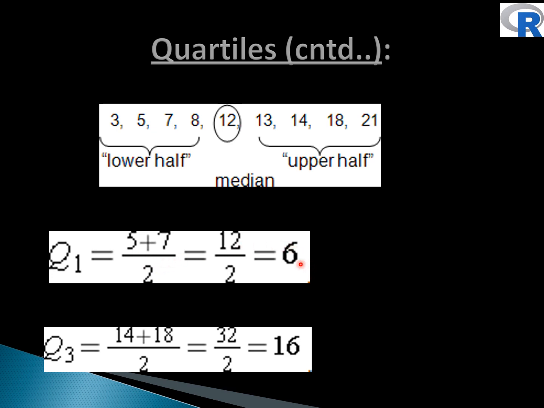In order to find quartile 3 we choose the right hand side of 12, that is 13, 14, 18, 21. Again the middlemost values are 14 and 18. So quartile 3 is 14 plus 18 divided by 2, which is equal to 16. So our quartile 1 is 6, quartile 2 is 12 and quartile 3 is 16.